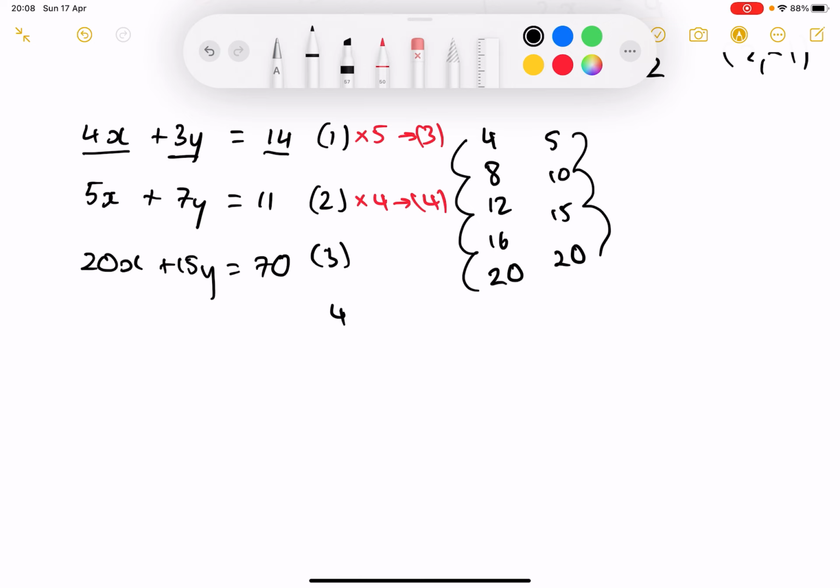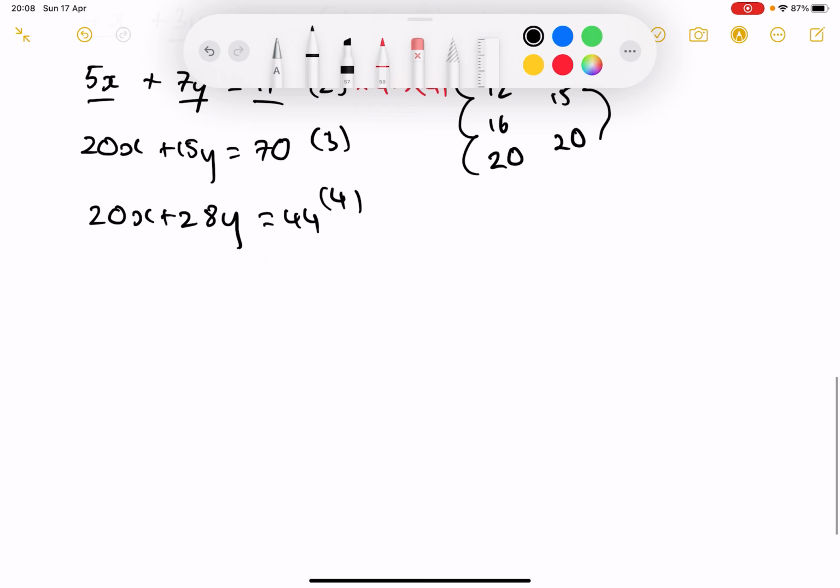Okay, then equation 4, we times everything by 4. 5x times 4 is 20x. 7y times 4 is 28y. And 11 times 4 is 44. Okay, so we have 20x in both. The signs are the same, so we have to subtract. Doesn't matter if we do equation 3 or 4 first. Let's do equation 3, and let's minus it from equation 4.